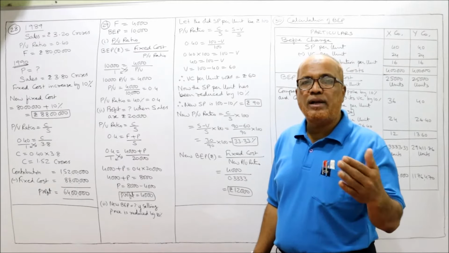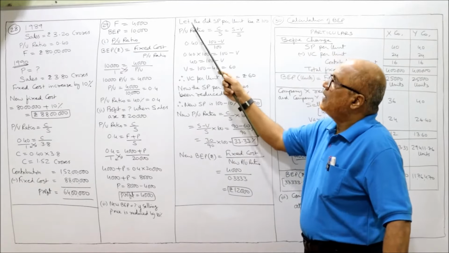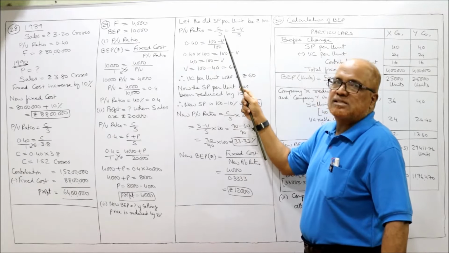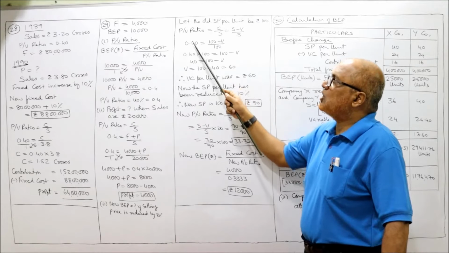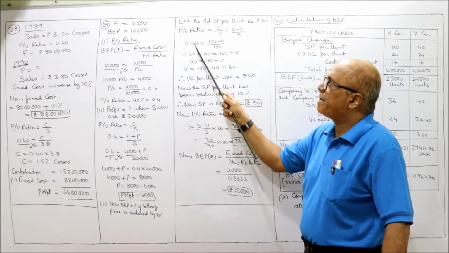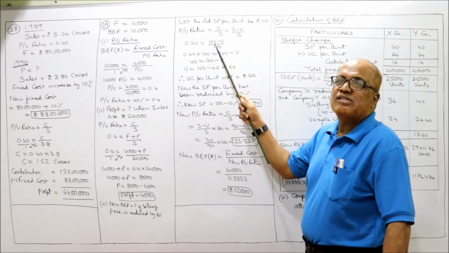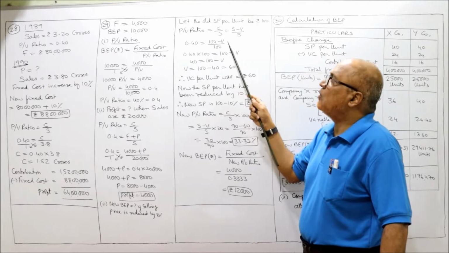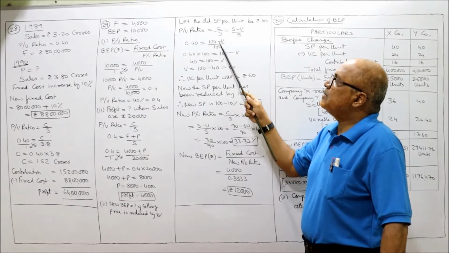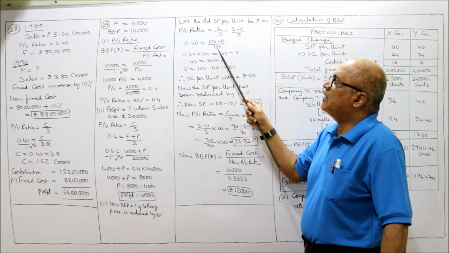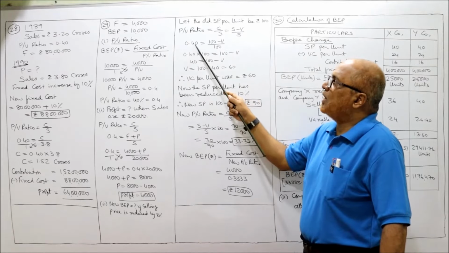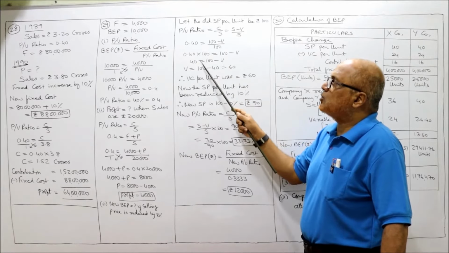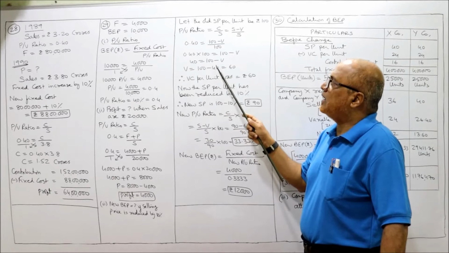We'll assume the old selling price was 100 rupees. So PV ratio is equal to C by S, that is S minus V by S. We got a PV ratio of 0.4. In place of S I am writing 100 rupees. We don't know the variable cost, so 100 minus V divided by 100. If I cross multiply, 0.4 into 100 is equal to 100 minus V. So 0.4 into 100 is 40, and 40 is equal to 100 minus V.